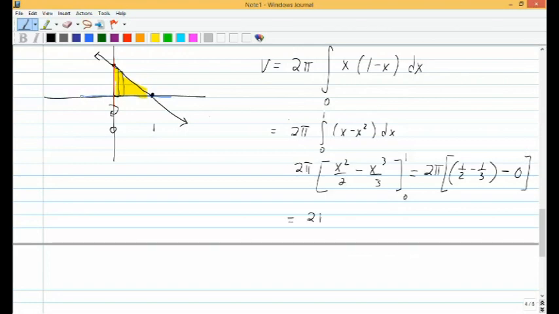So this is 2 pi times, what's 1/2 minus 1/3? 1/6. So that's 2 pi over 6, or pi over 3. That's the volume, pi over 3 cubic units.